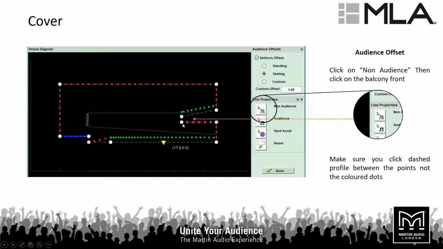And as you can see, this area has actually gone a pink color now, and that literally just means that the array is not capable of producing any direct sound onto this surface. It's in an acoustic shadow, if you like. So moving on, when we're finished with this tab, we click done once we're happy with this venue.